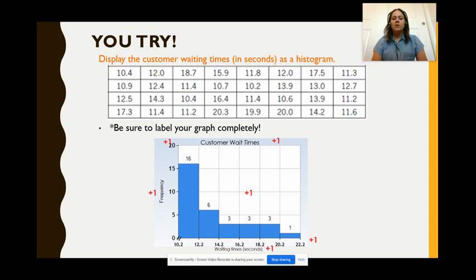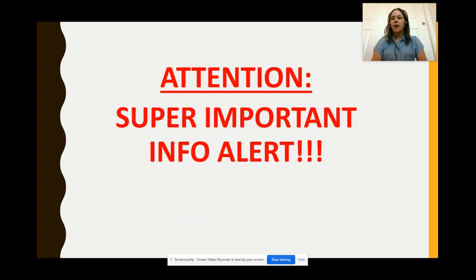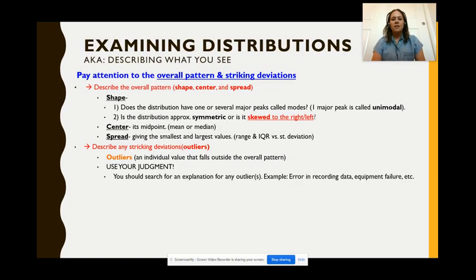Here are some key features you'd want to make sure you include so you wouldn't lose credit. It must be important because it's bright red, it's bold, and it's giant. Super important info alert. I'm going to start talking a little bit before we get to our last graph about examining distributions. Anytime you're given a data set and you're asked to describe what you notice about it, there are some key features you want to discuss. You want to talk about the overall pattern and striking deviations.